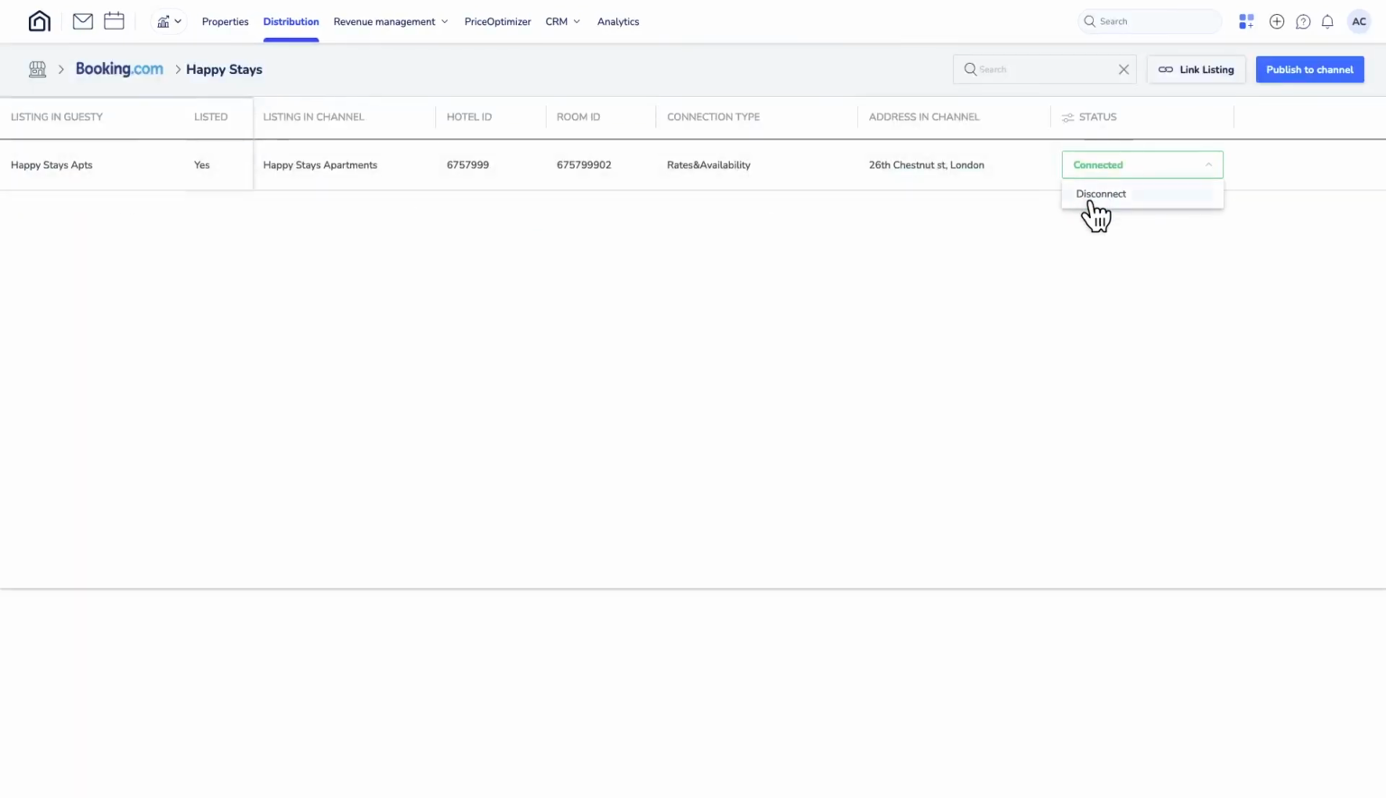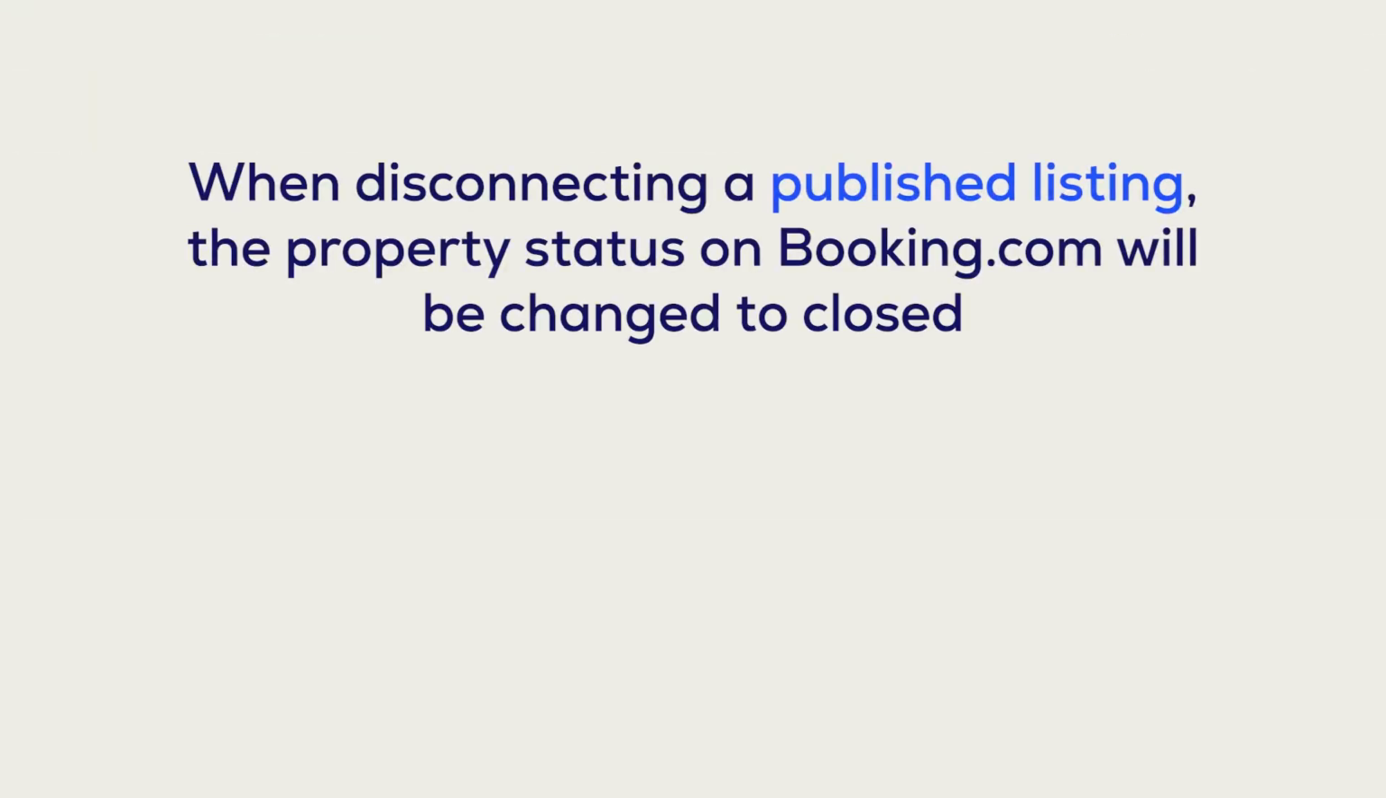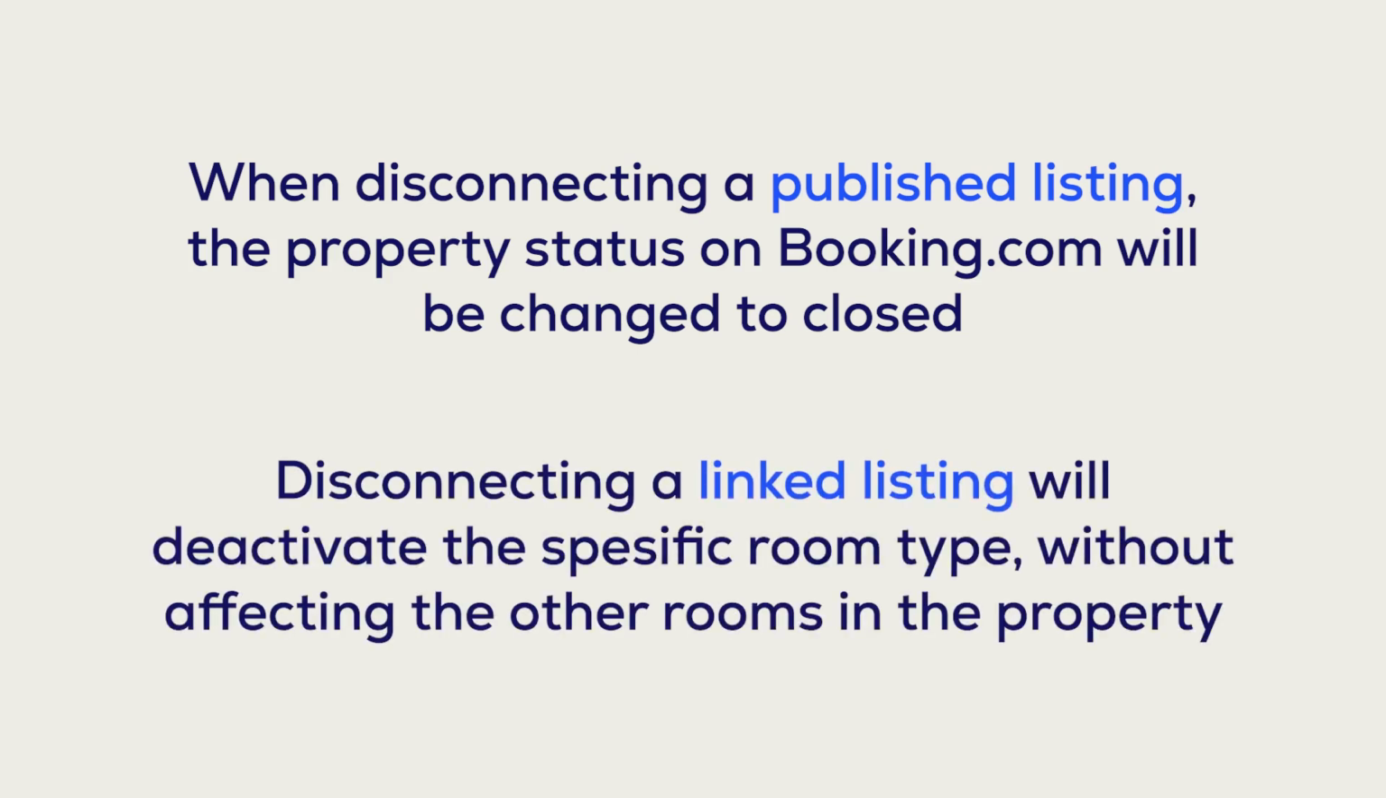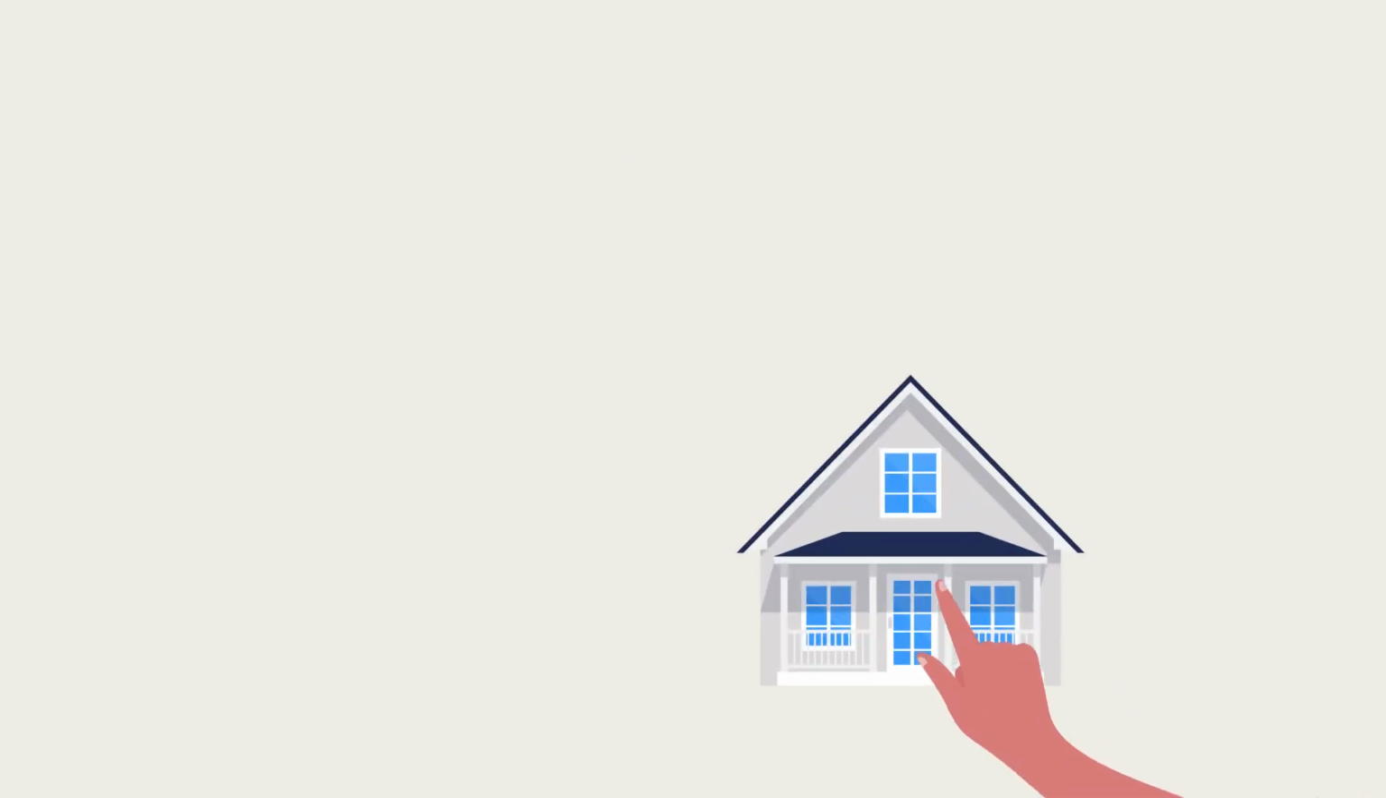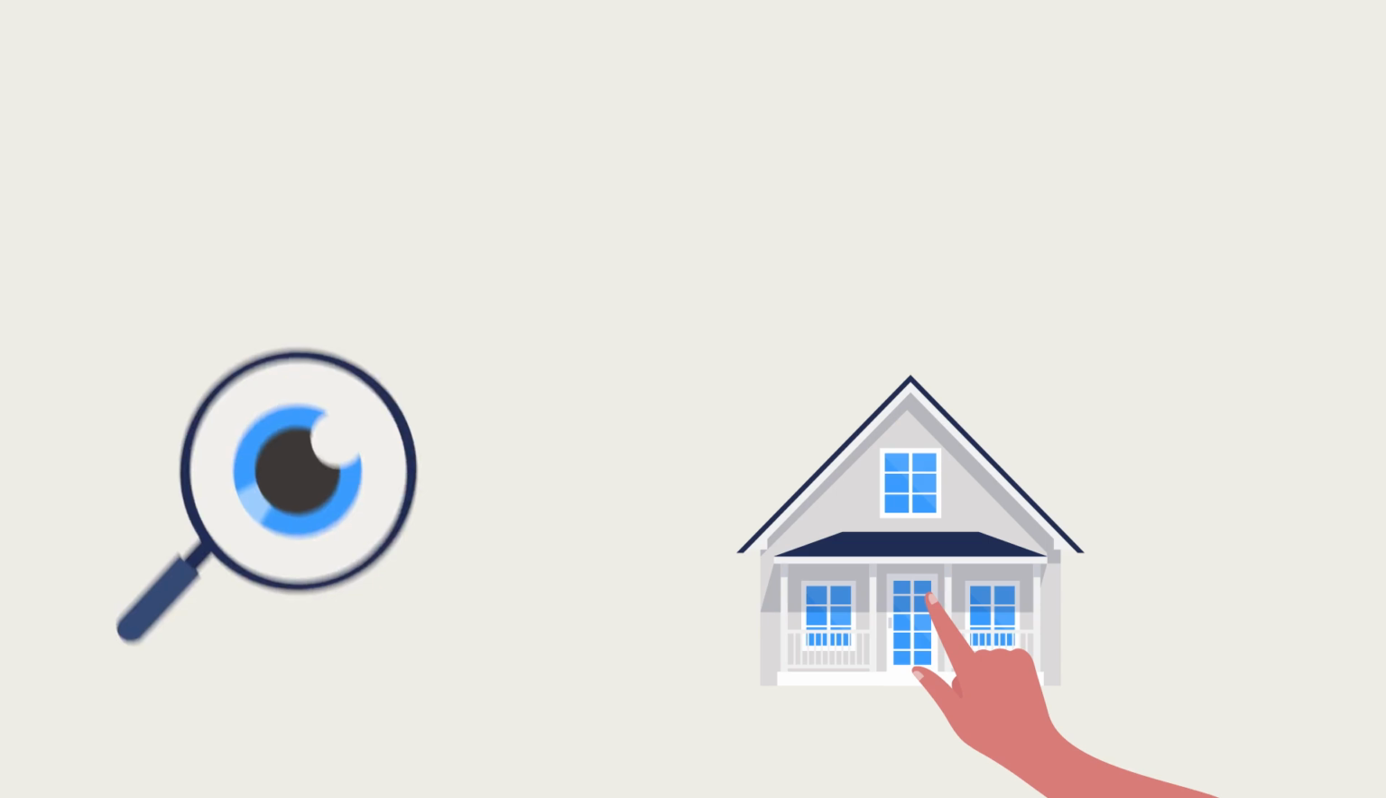Click here, then disconnect, and confirm in the pop-up. When disconnecting a published listing, the property status on Booking.com will be changed to closed, while disconnecting a linked listing will deactivate the specific room type and will not affect any of the other rooms in the property. In both cases, guests won't be able to book or search for the disconnected listing.